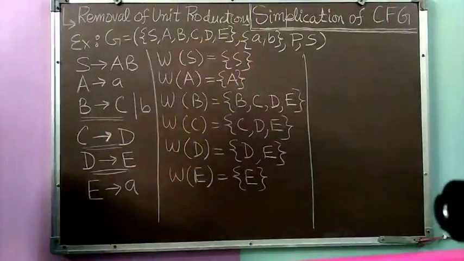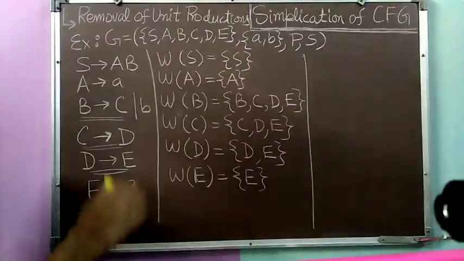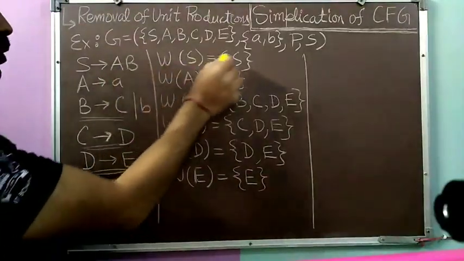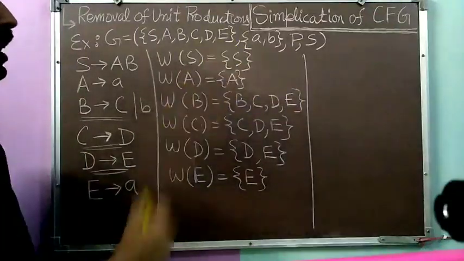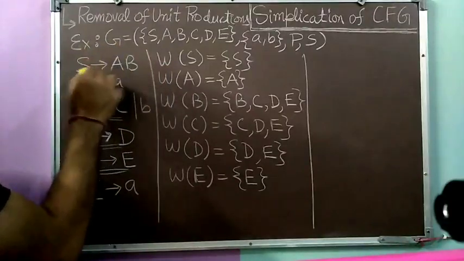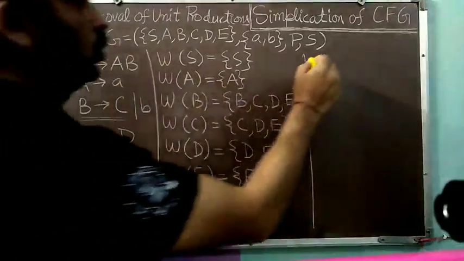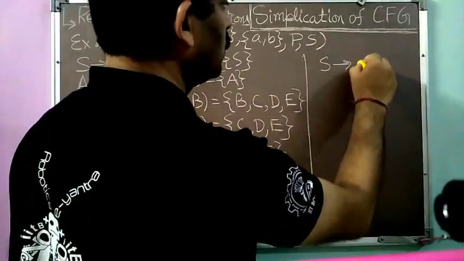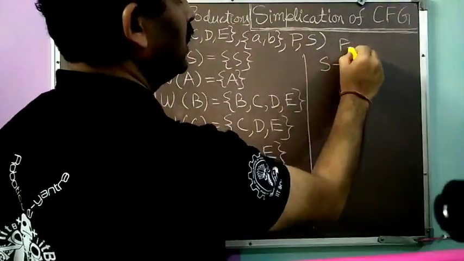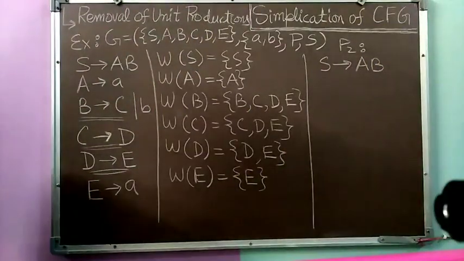Now I will go to the second step, that is the construction of the productions of these variables in the new grammar. I will take these one by one. First of all, I will come to S. I will look at the productions of S. There is only one production of S here, that is S to AB. Is it a unit production? No, it is not a unit production. So that's why it will be included. So I will include S to AB here. This I am forming is nothing but P2, the final set of the productions in my final grammar G2.